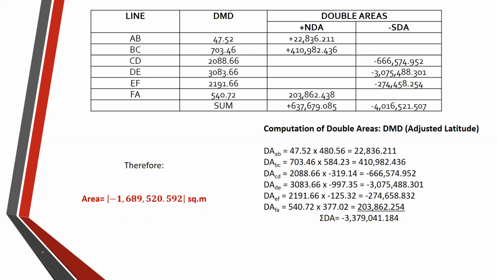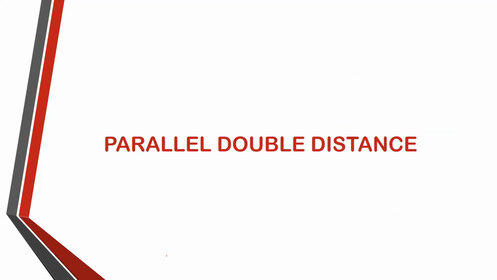Next, let's have, wait a moment, let us fix the setup. Okay, so that is your DMD. Next, let's now go to your parallel double distance. We only have one example because they are all the same. We just need to get the adjusted latitude and departure, and then follow the 3 simple rules and we will get our area.